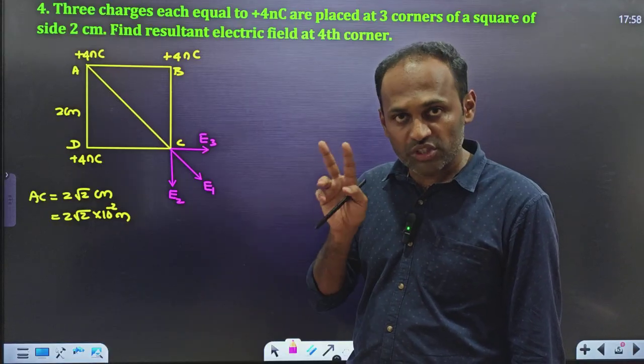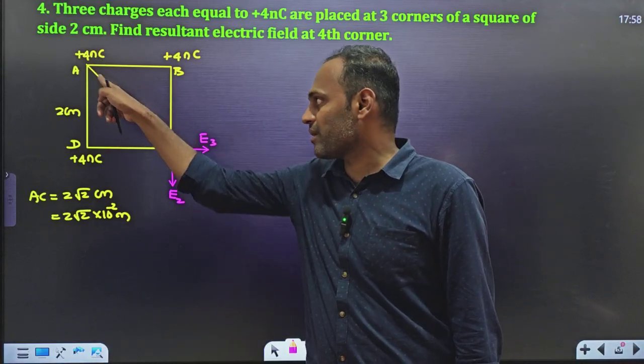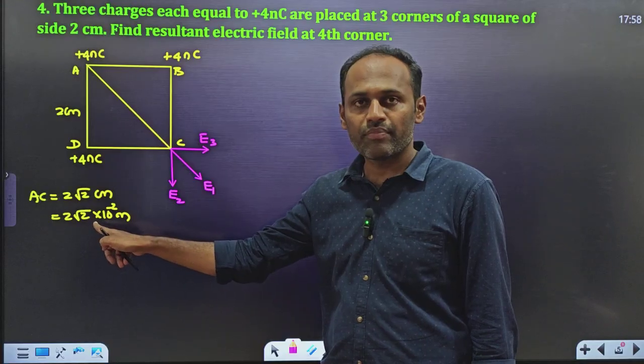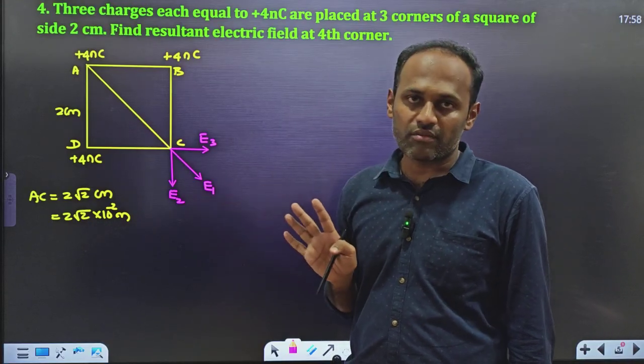E1 is not equal to that, even though the charge is the same. The charge is 4 nanocoulomb, but the distance will be different. Distance is different. So E1 is not equal. Correct?